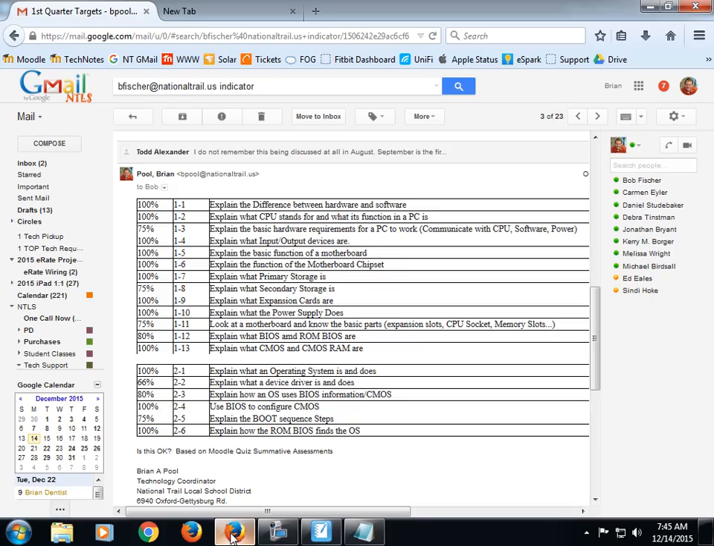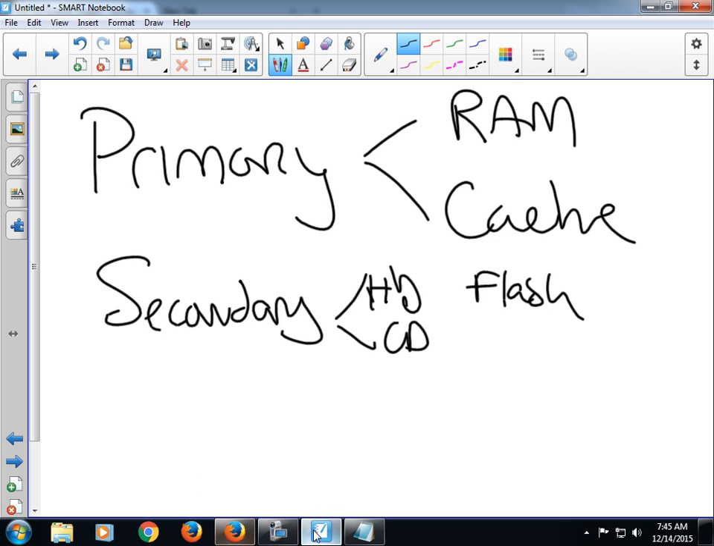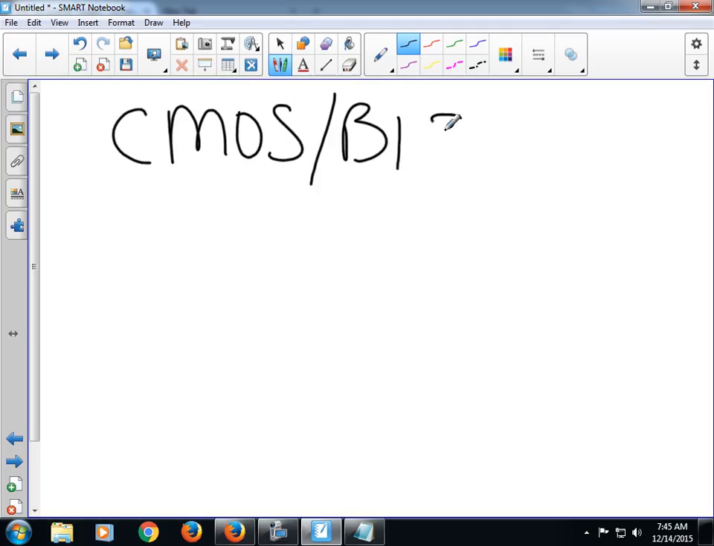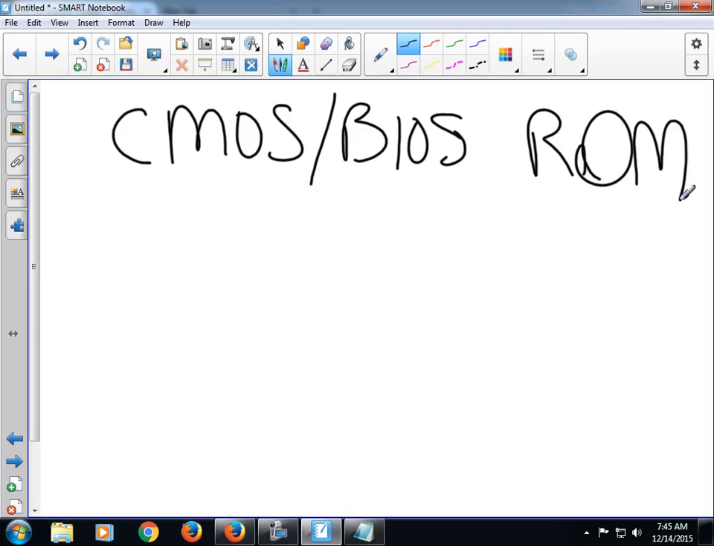Explain what BIOS and ROM BIOS are. Okay, so BIOS is the program. The ROM BIOS chip is where it's stored. Okay, ROM is read-only memory. There's a place where things can be stored, and you'll see it referred to as CMOS or BIOS, ROM, okay?